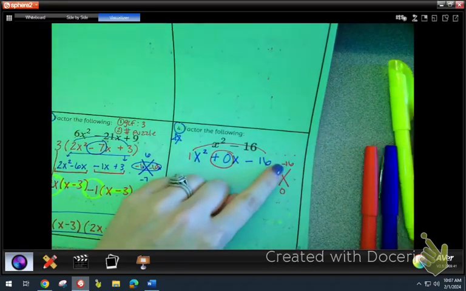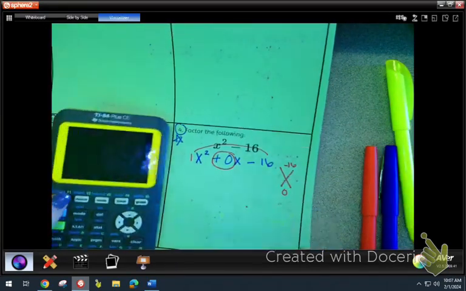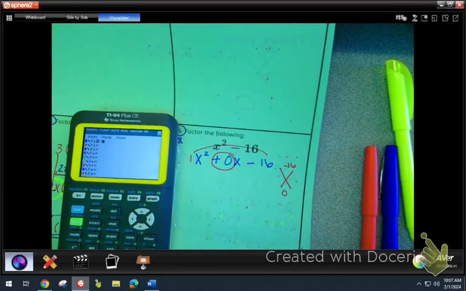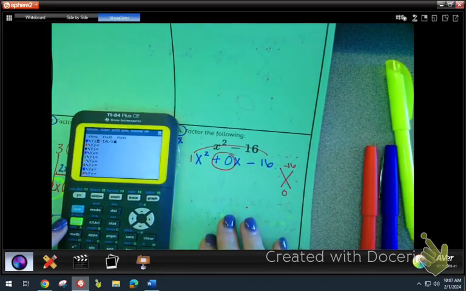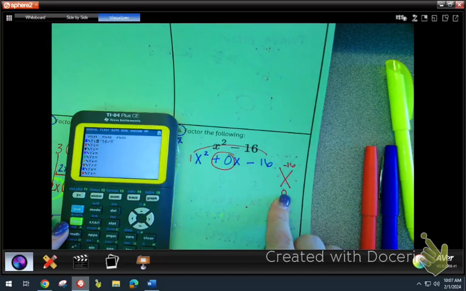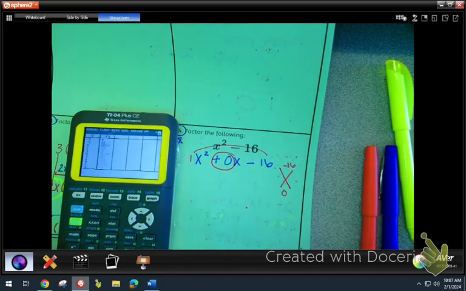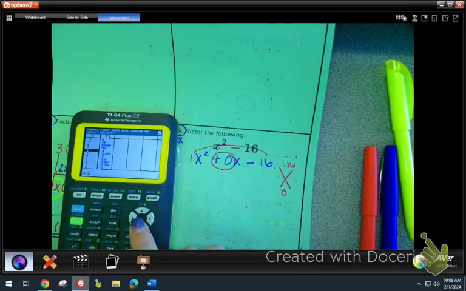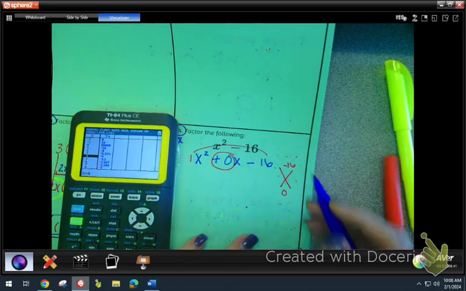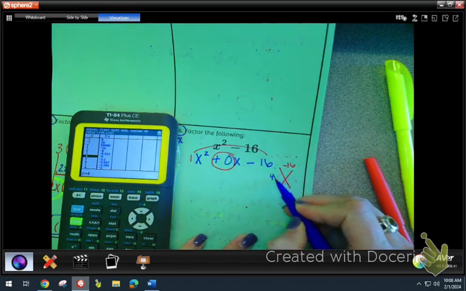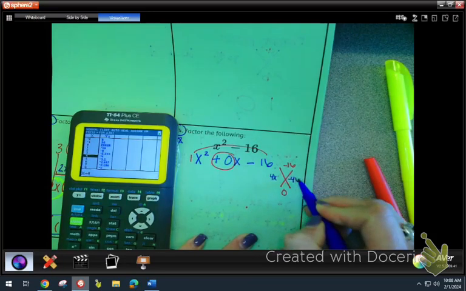Okay, let's think about the puzzle. You want the two numbers to multiply to be negative 16, but I want them to add to be 0. Okay? So go through your numbers. 1 plus negative 16. Is that 0? 2 plus negative 8. Is that 0? No. 4 plus negative 4. Is that 0? Yes. So then my winners are 4x and negative 4x.